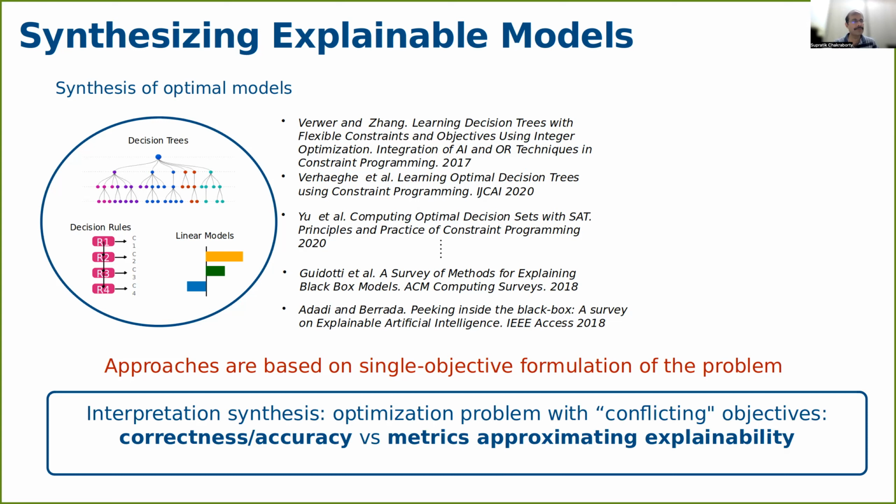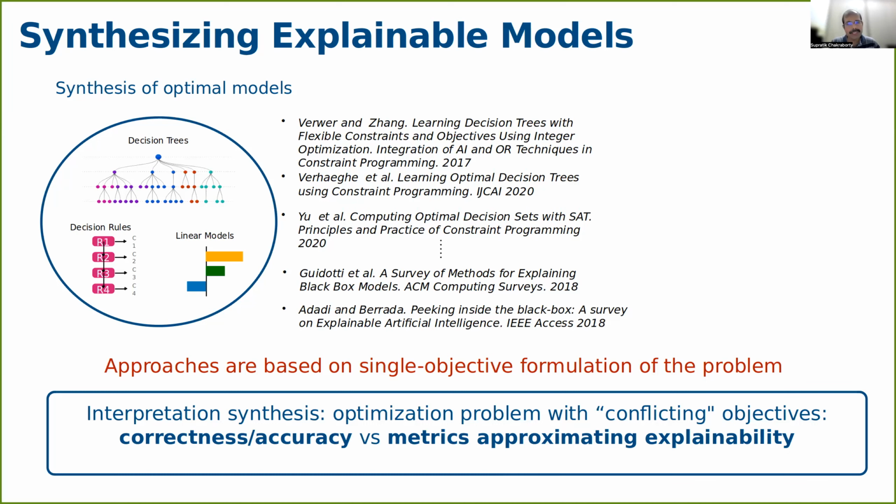to do it, because when you're combining something like accuracy and something like the height or width of a tree or the number of nodes in the tree, when you're trying to combine these two numbers with some weight function, depending on how you weigh them, you may or may not be able to see some of the possible interpretations or explanations. So really, interpretation synthesis is an optimization problem with at least two different conflicting objectives. One is the correctness or accuracy, and the other is metrics approximating explainability.